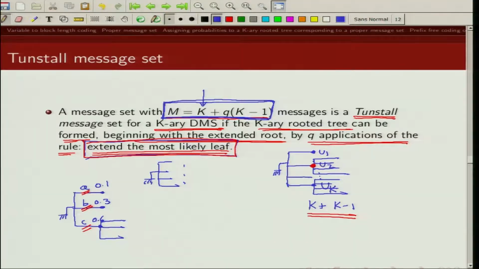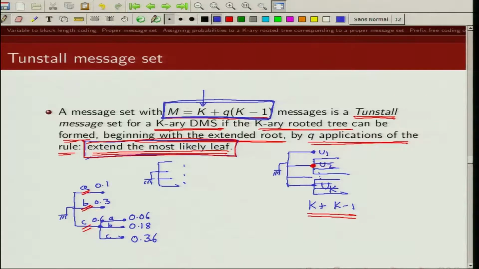Now if I extend this particular leaf, what are the probabilities? The probability of the new leaf A, B, C is the probability of this node, which is 0.6, multiplied by the probability of this letter A, which is 0.1. So this is 0.06. This is 0.6 into 0.3, it's 0.18, and this is 0.36.